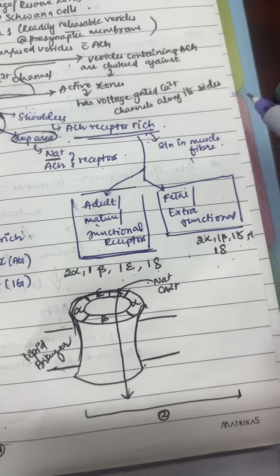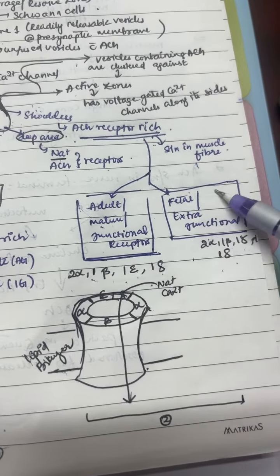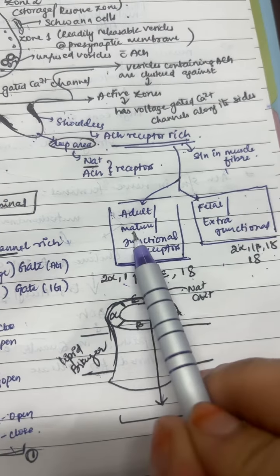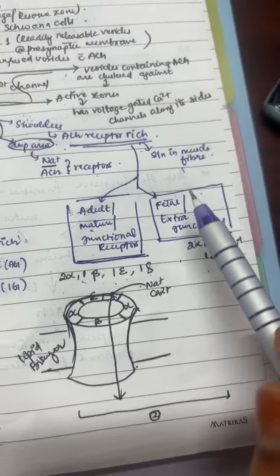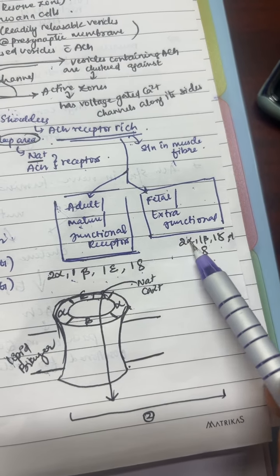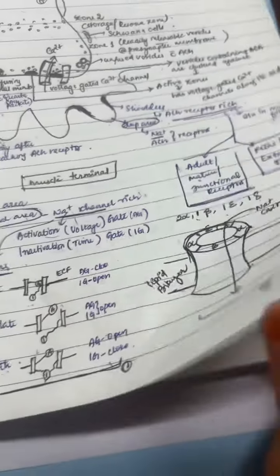Coming to the acetylcholine receptors, they are of two forms: adult, mature or junctional receptors, and fetal or extrajunctional receptors. Adult receptors are formed with 2 alpha, 1 beta, 1 epsilon and 1 delta subunits, whereas the fetal receptors are formed with 2 alpha, 1 beta, 1 gamma and then 1 delta subunits.